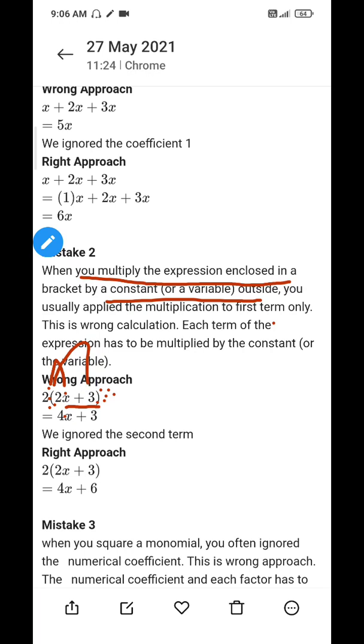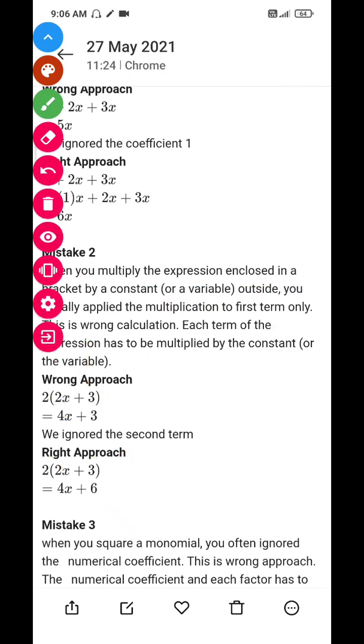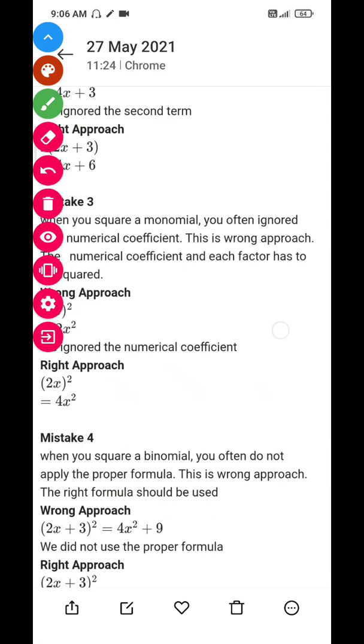So under the correct way, it will become 2 into 2x, that is 4x, and also 2 into 3, that is 6. So this is the second mistake that you need to give attention. Now let's see the third one.